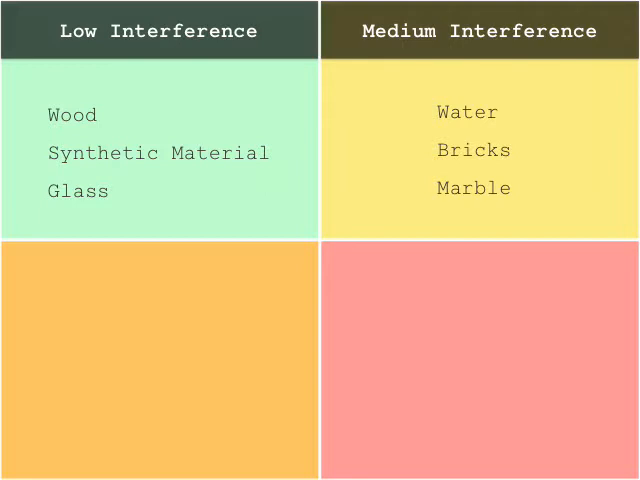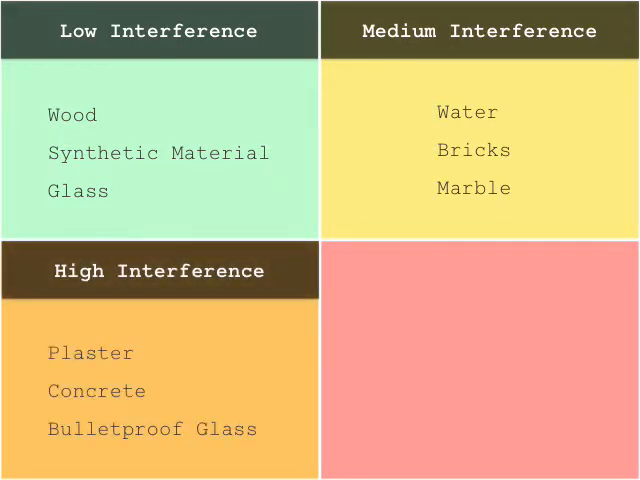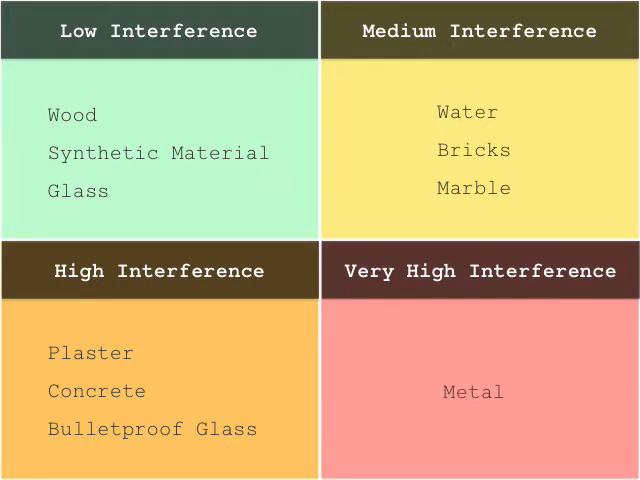And when the signal degrades, what happens is it gives you a larger range. It won't really know exactly where you are. Then on high interference and very high are things like plaster, concrete, bulletproof glass, metal. I run into these problems all the time.